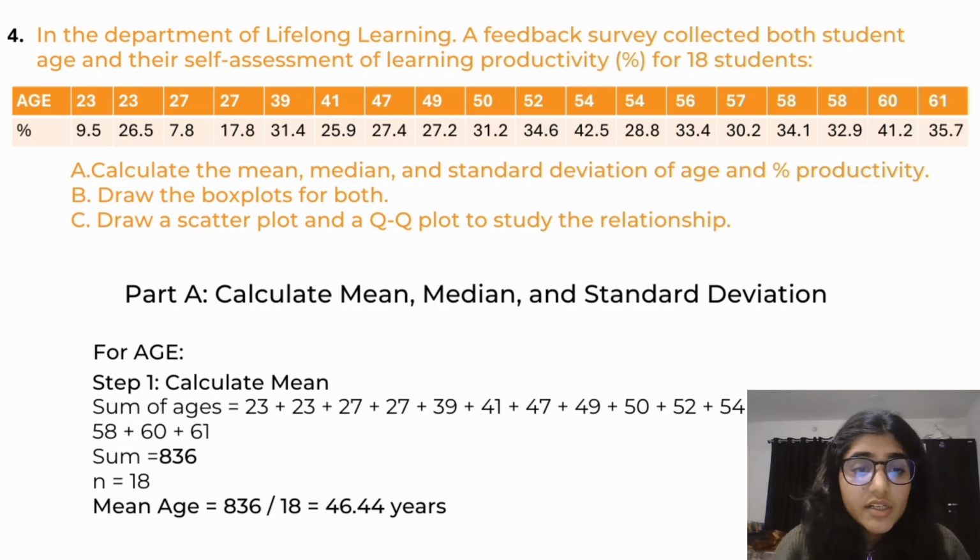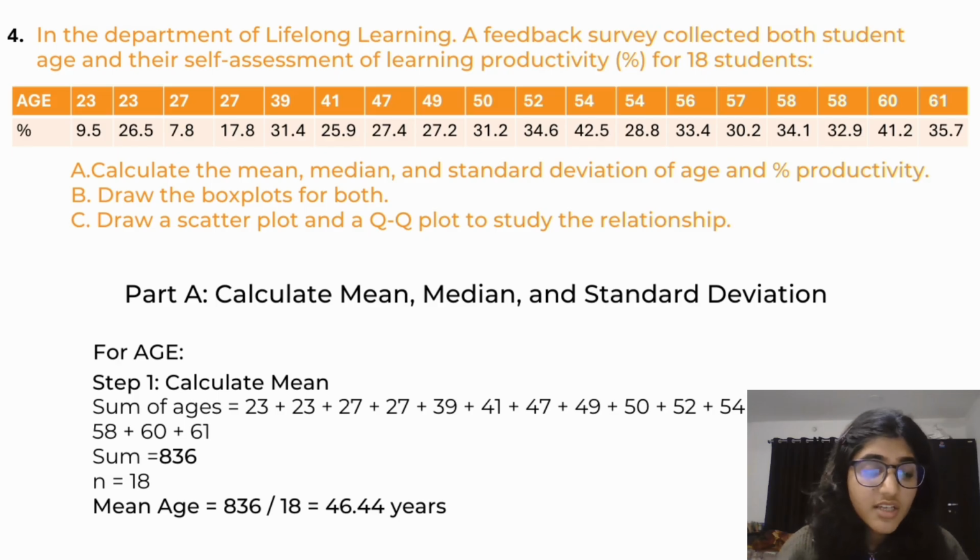Now in the question, there are three parts. In the first part, it is given to calculate the mean, median, and standard deviation of age and percentage productivity. B is to draw the box plots for both. And the third part is to draw a scatter plot and a quartile plot to study the relationship. So first we will solve part A.